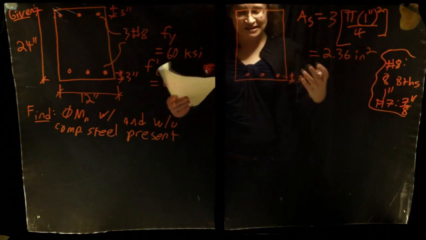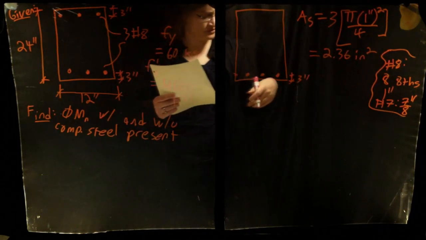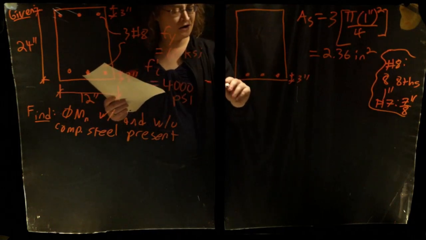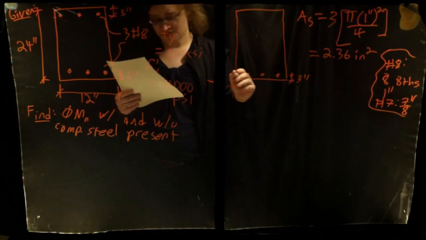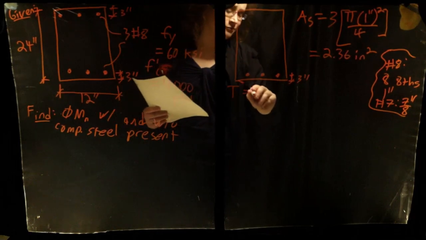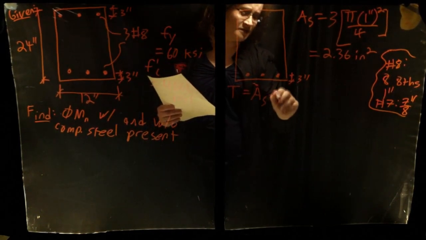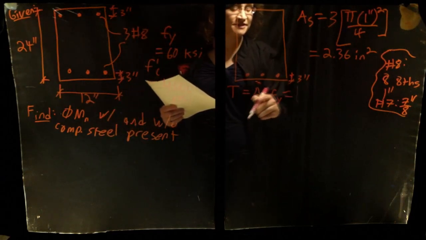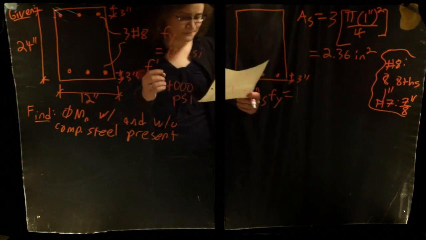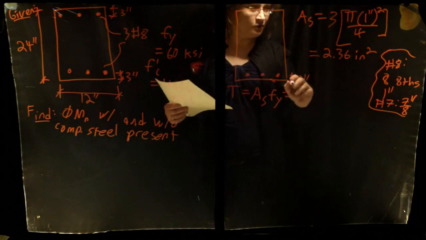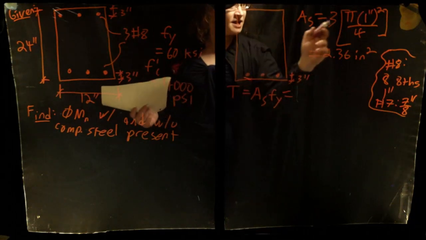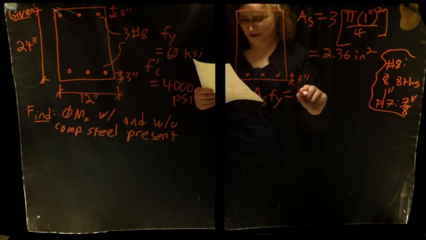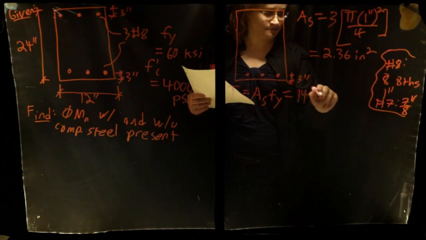Now, assuming the steel has yielded, I am going to go through this fairly quickly. This is stuff we've covered plenty of times before. Our total tension force is A_s F_y. If we assume that the steel has yielded, then the total tension force is simply equal to the area of the steel times the yield capacity. If you multiply 60 ksi times this area, I got an amount of 141.4 kips.